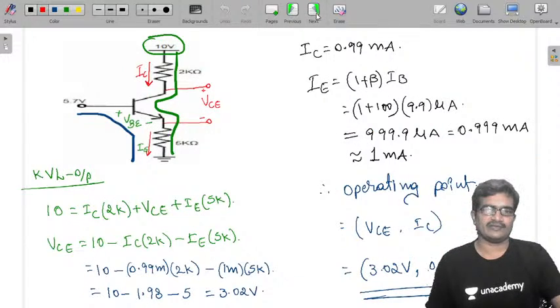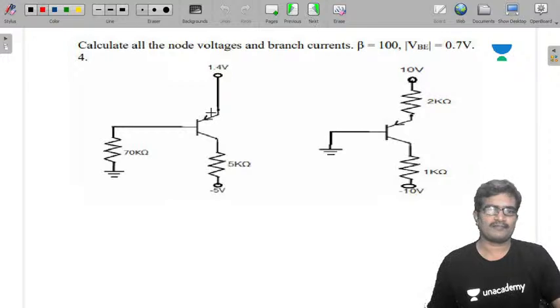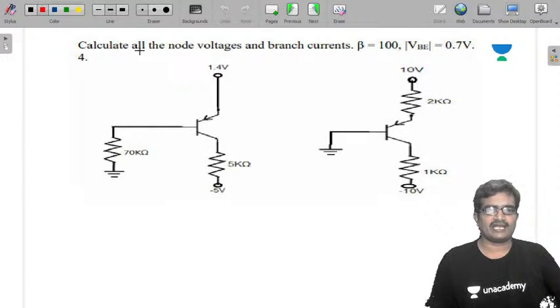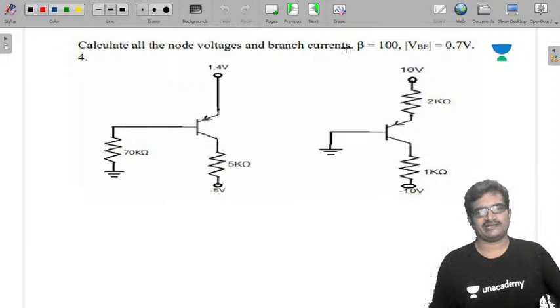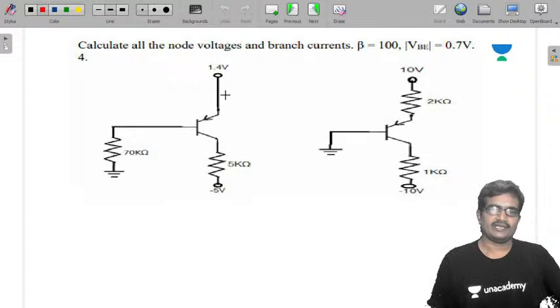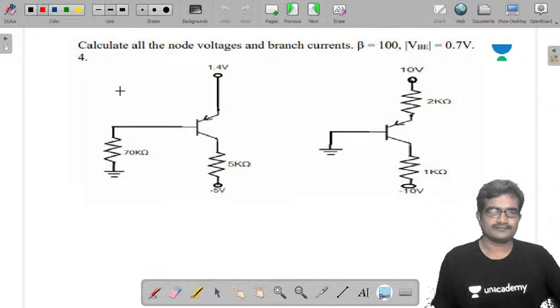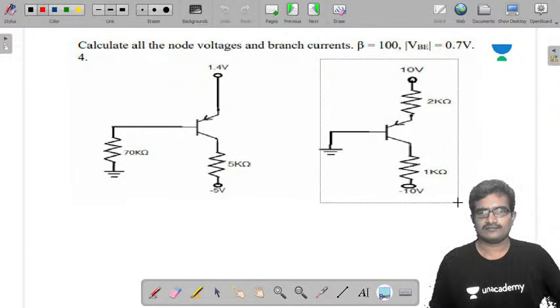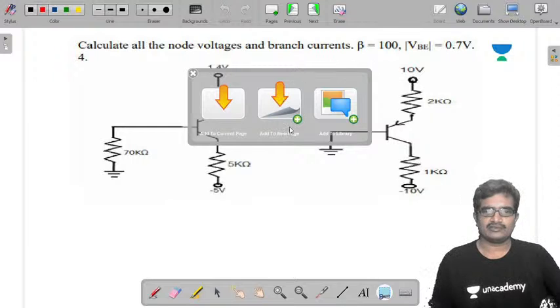So now we are moving to the next problem. You see this, the same circuit. Calculate all node voltages and branch currents. They want voltages and branch currents. They are not asking any region of operation, anything. Now, first I am taking this circuit. Both are different circuits.